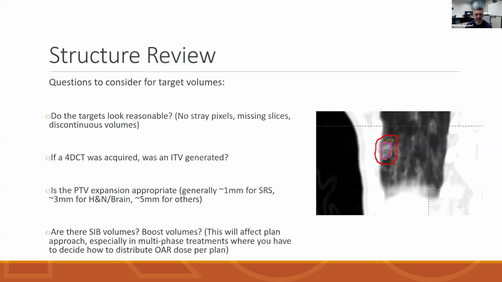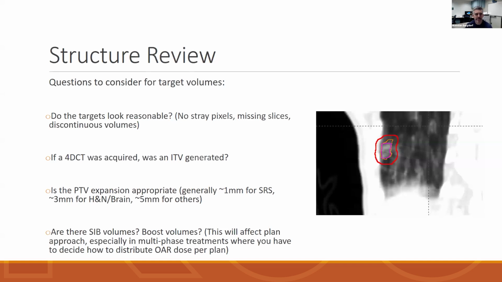And finally, are there any SIB volumes? SIB means simultaneous infield boost, or are there any boost volumes, sequential boost volumes? We're wondering if there are going to be different dose levels that we're treating different targets to, because this will affect our plan approach, especially if it's a multi-phase treatment where there's an initial portion and a boost portion, because then we'll have to decide how to distribute our dose per plan. Do we want to try to cover the target fully in the initial plan and sacrifice target coverage in the boost to spare OARs, or do we want to split it more evenly?